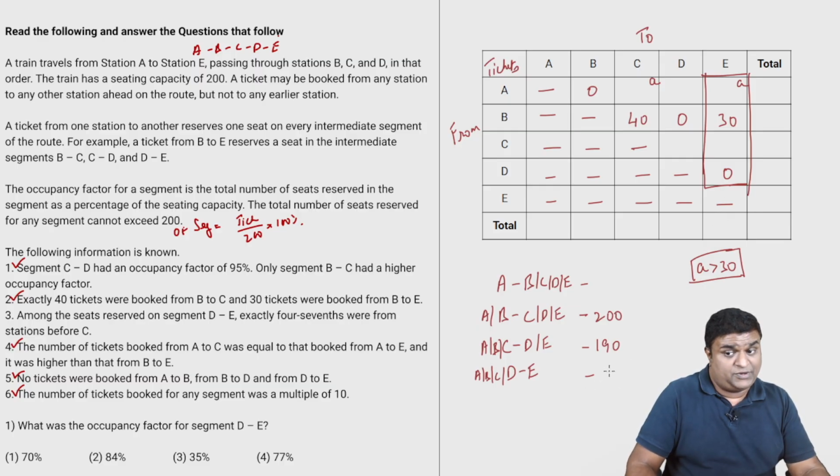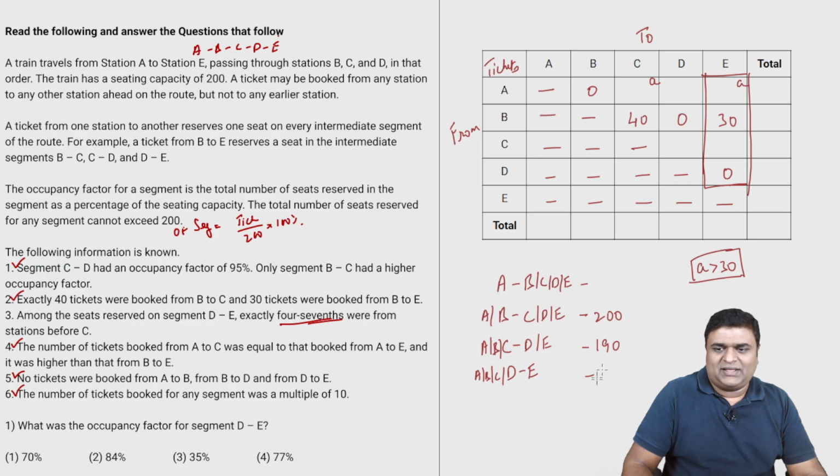We don't know what it is, but what I do know is this particular clue 3 is giving me some 4/7. 4 by 7 of this, 4 by 7 into this, and this is a multiple of 10. 4 by 7 into this were from stations before this, and there is some condition over here, A is greater than 30. That's it. With that, we should be able to conclude.